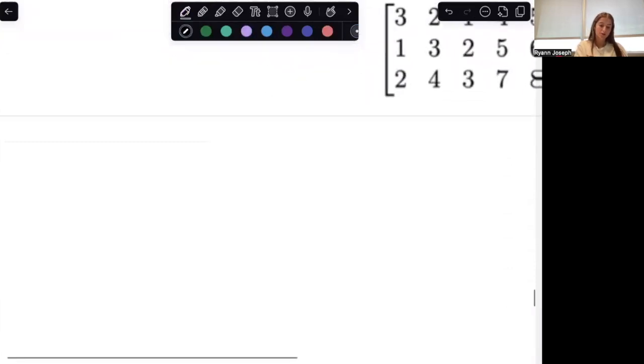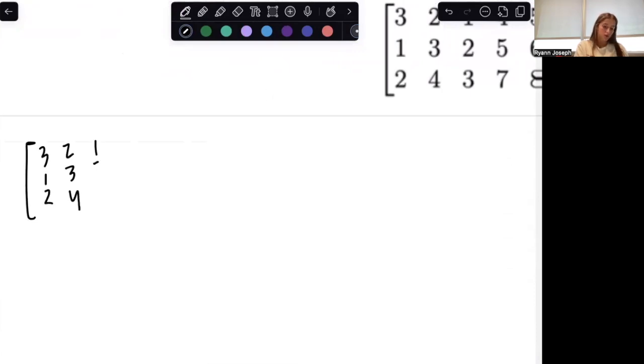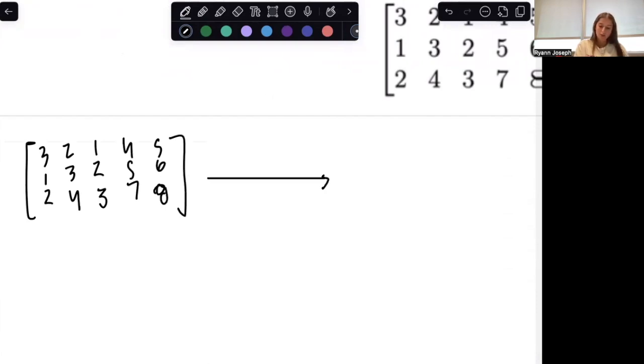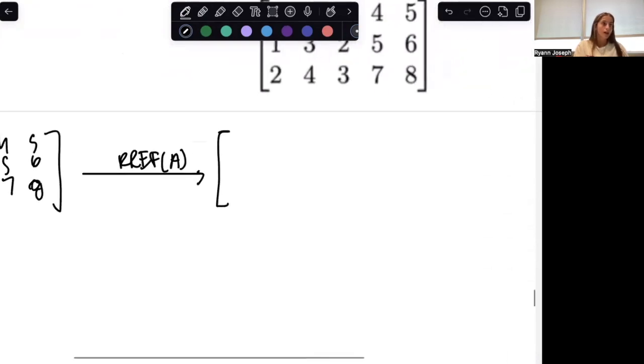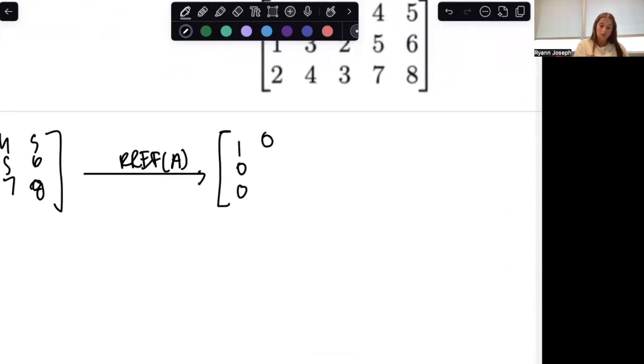So the first step to doing any of these is always to solve for the reduced echelon form. Unfortunately, you're going to be doing a lot of reduced echelon form solving in this class. So skipping that step exactly, so just solving for the reduced echelon form, I get this to be it.